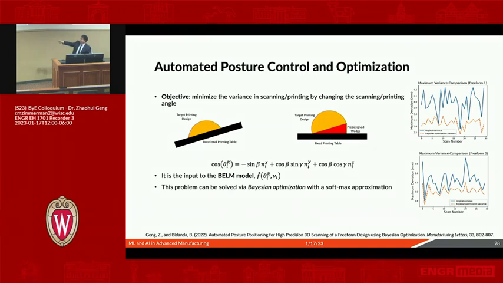Also, because our proposed model is a black box, we could do a conventional way of optimization, but we think it's very time consuming. So we utilize Bayesian optimization to do that, with a softmax approximation in the objective function, because here we are optimizing a min-max problem, right?